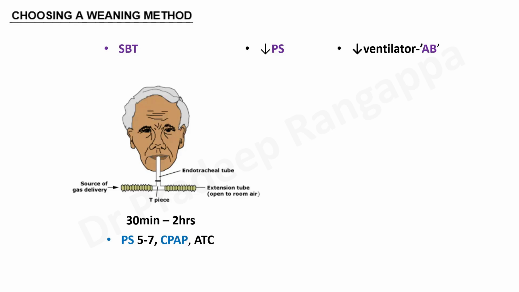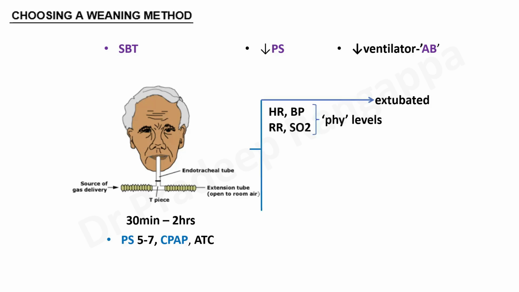or put them on a CPAP. And if you are using a Puritan Bennett ventilator, there is something called automatic tube compensation. So you can use any of the modes. In my ICU, typically we gradually reduce the pressure support. We keep them at around 5. If they are able to tolerate it for 2 hours, then it is a clear indicator that there could be a trial of extubation.